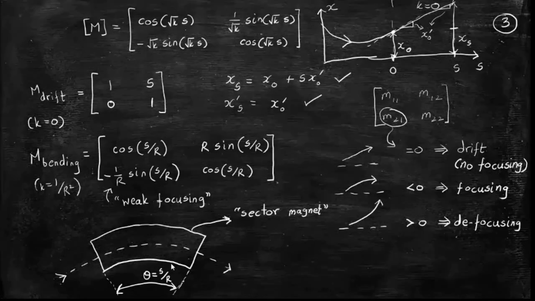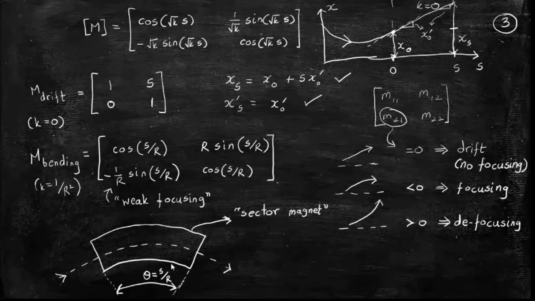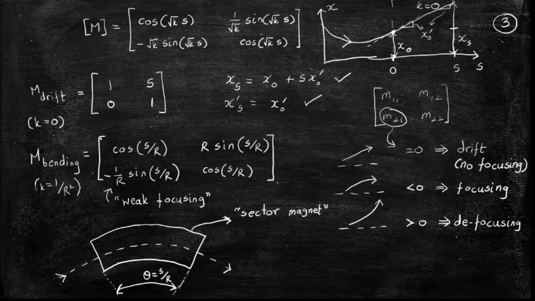the bending transfer matrix is going to be cos theta, R sin theta, minus 1 by R sin theta, and cos theta. Just for your reference, I am letting you know this extra information.